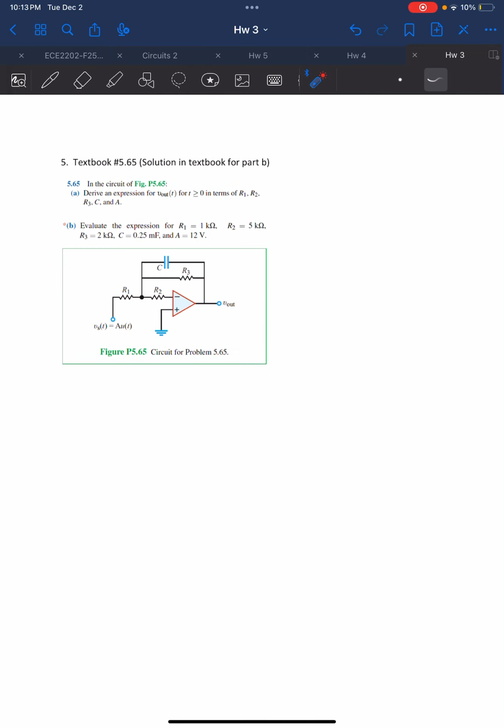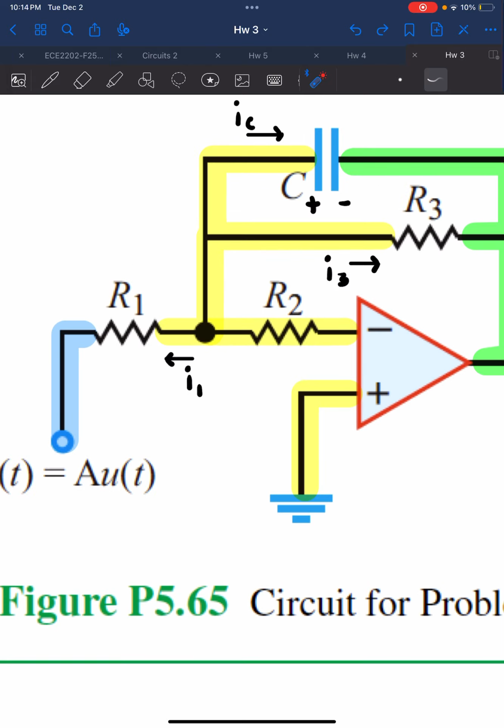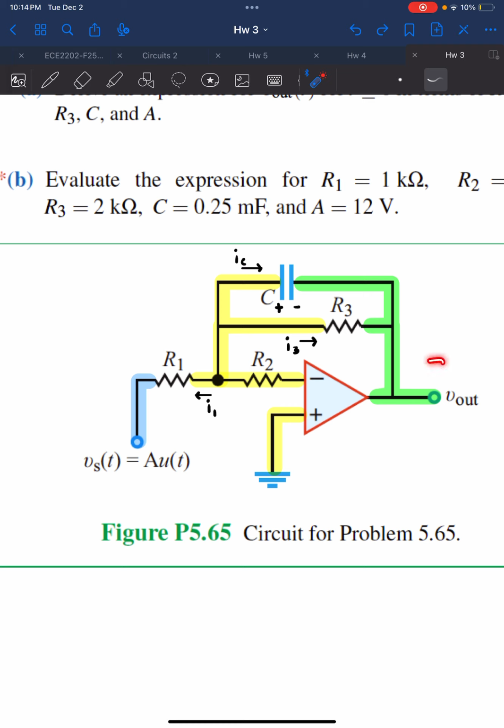So first thing I'm going to do real quick is label our nodes and our currents. This current we're going to call I1. This current going this way is I3. And this current is the current across the capacitor. And I've labeled our nodes as well. This is V out. This is the unit step function, or our V source. This is our virtual short, so the voltage here is 0.